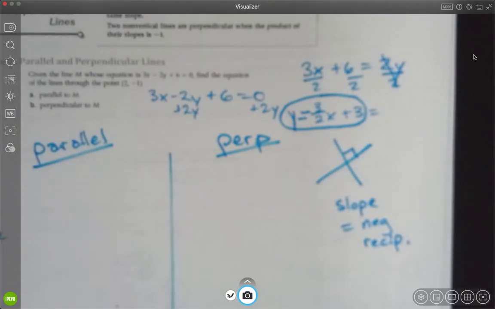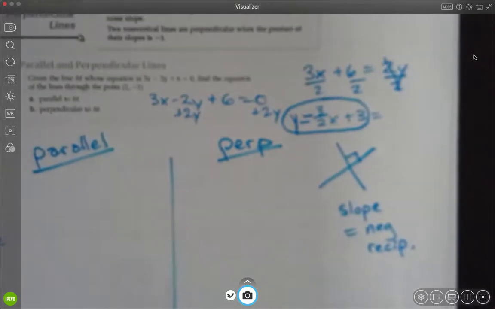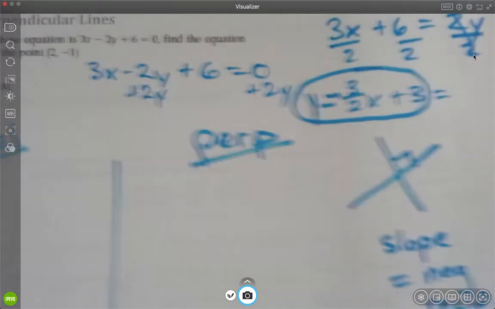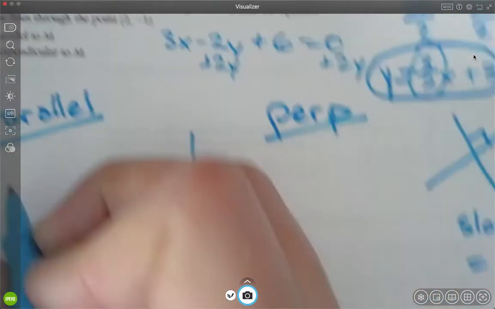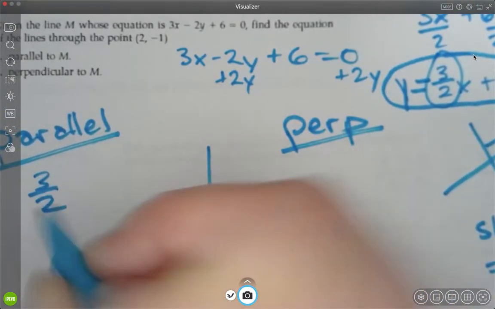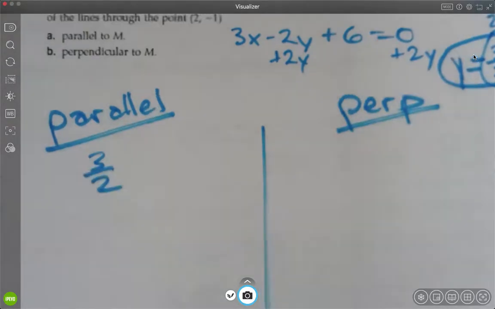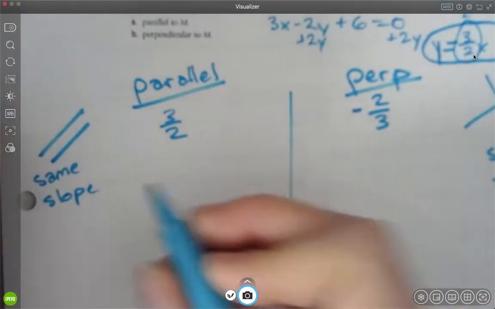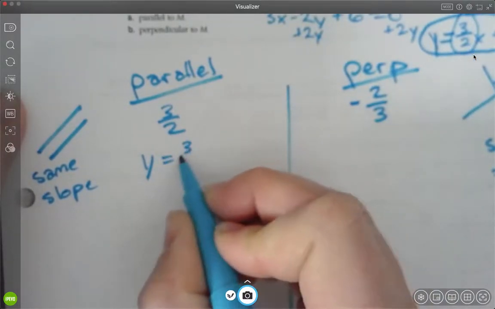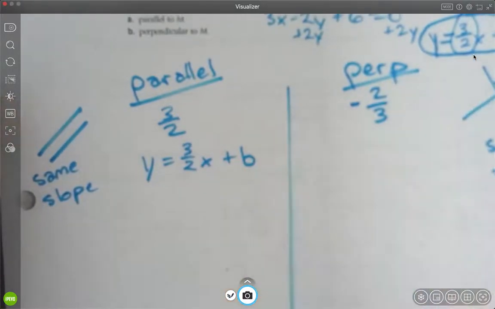3 over 2 x is my slope. Plus 3, rather than having the y on the right side, though, I moved it back so that it looks like normal, yeah? All right, so what is the slope of that line? 3 over 2. So my slope for my parallel line needs to be 3 over 2. What does the slope of my perpendicular line need to be? Negative 2 over 3. So this one, y equals 3 over 2 x plus b.